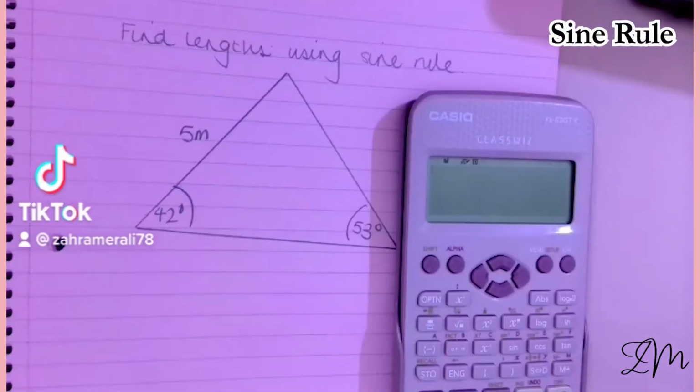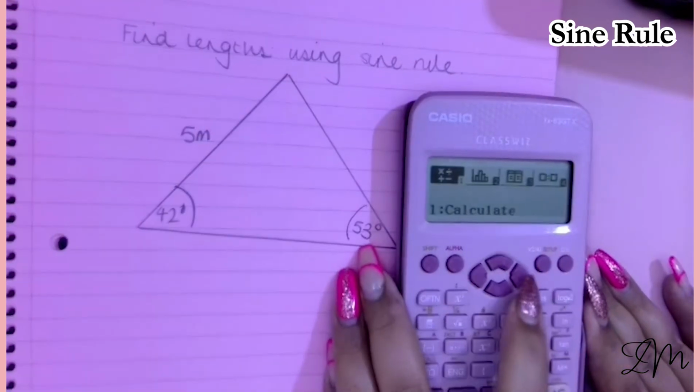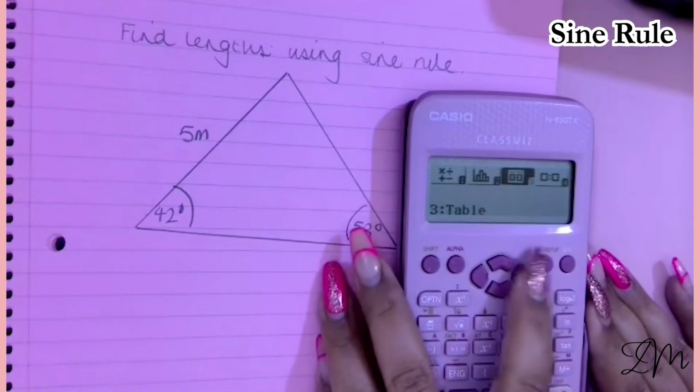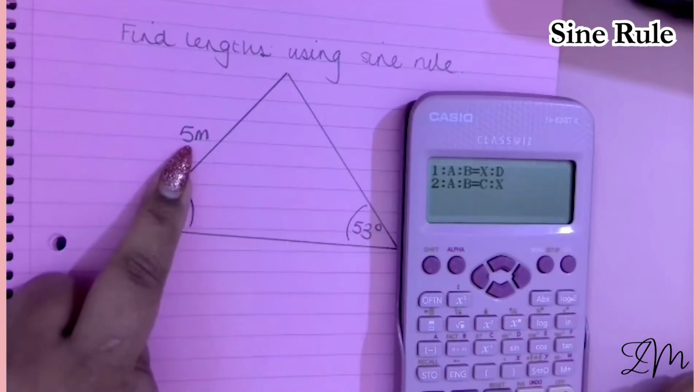So we're going to use the calculator to do the sine rule. It's super easy. You're going to hit Menu. You're going to go to your ratio button. And all you have to remember is the sine of an angle is connected to its opposite side. So sine 53 connects to 5.